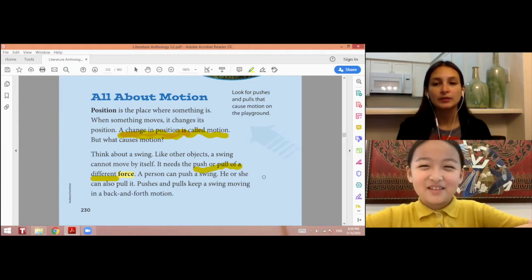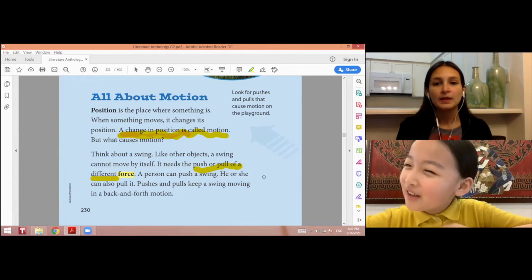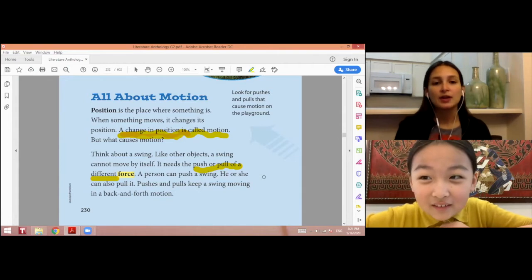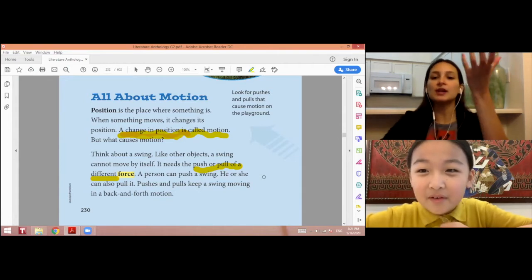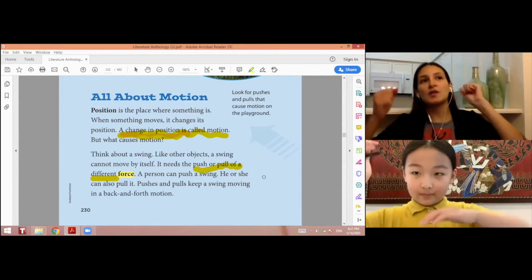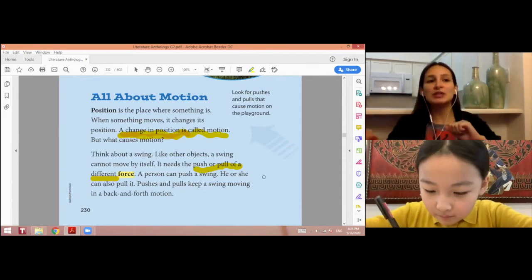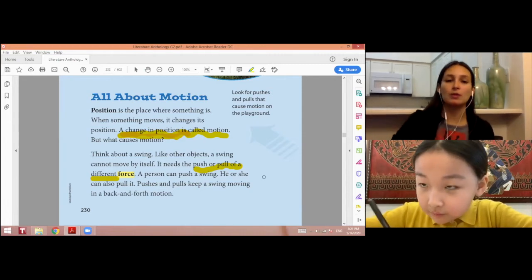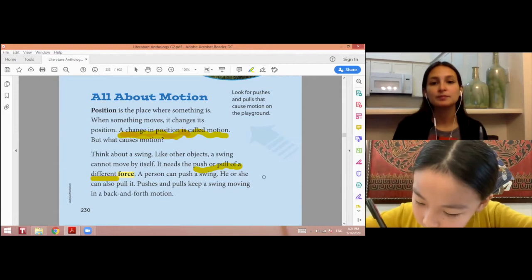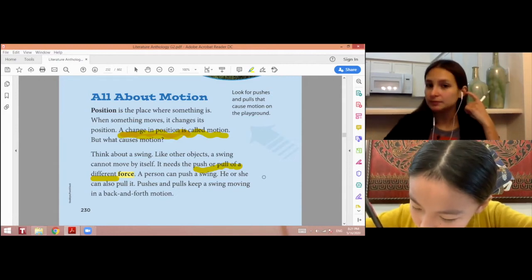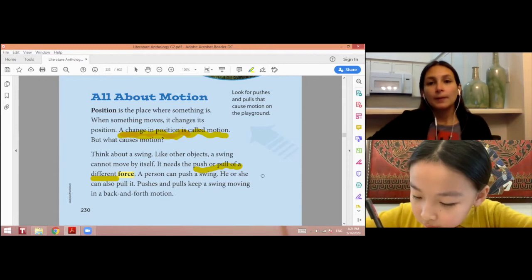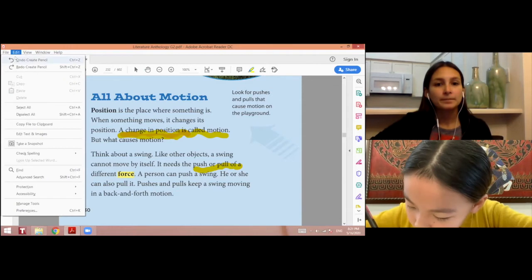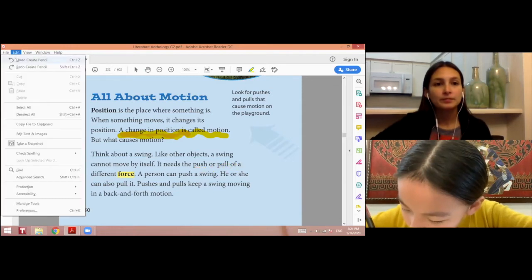You highlighted the word different, and I don't think it's necessary. For example, gravity is a force and it's pulling down, right? If you're on a swing, you're pushing. So as long as something is pushing or pulling, it's a push or a pull.